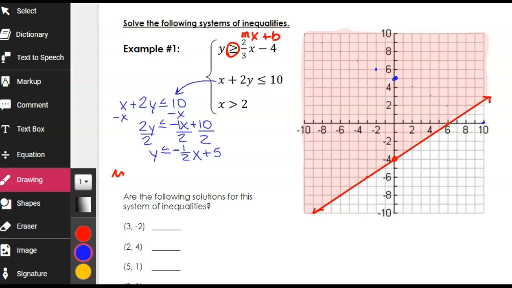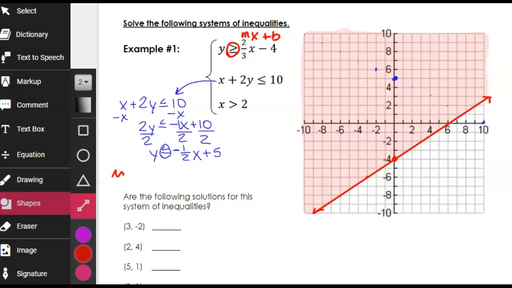And before I use the shapes tool, I need to see what kind of line I have. So I have y is less than or equal to my line. That means I need to shade below because I need the less than values. And it means that I need a solid line. So I can go ahead and use my shapes tool, make it blue, and there we go.